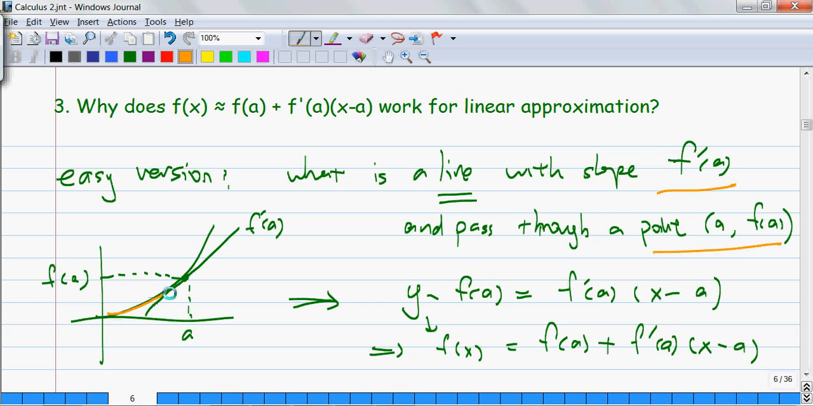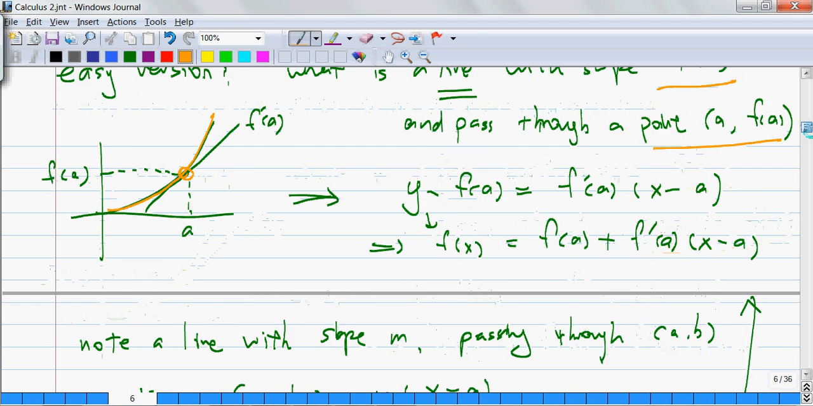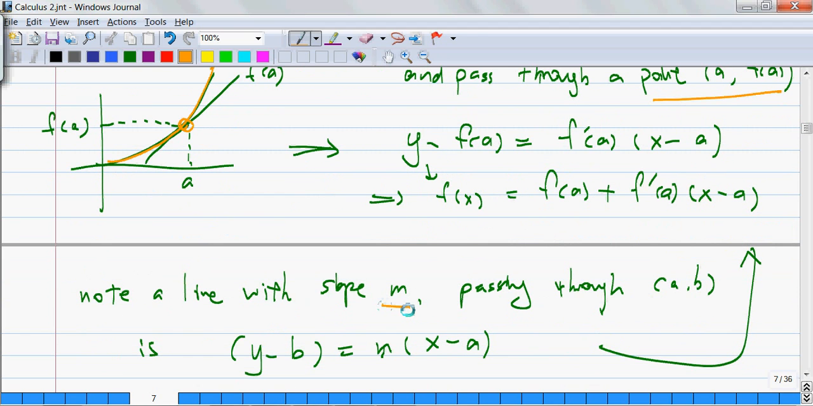So suppose you have this orange line here, and you center it around a point, and you want to find a line that goes through this point and has the same slope. So the way to do this, if you are given the slope m, and you are given a point, then the line is y minus b equals m times x minus a, which you should know how to do.